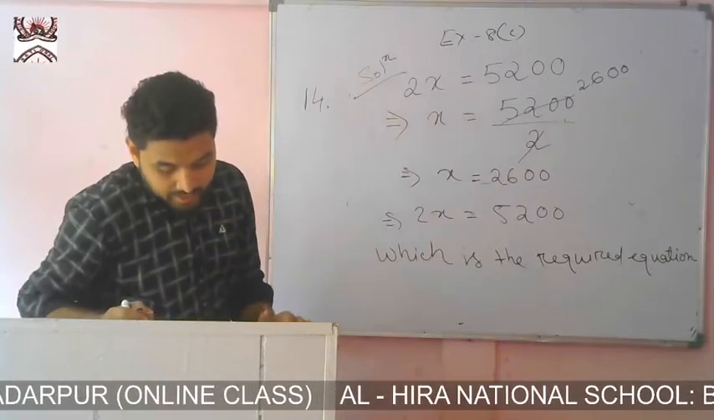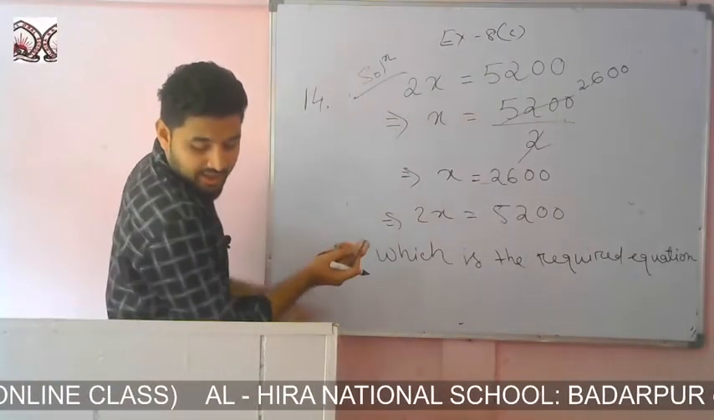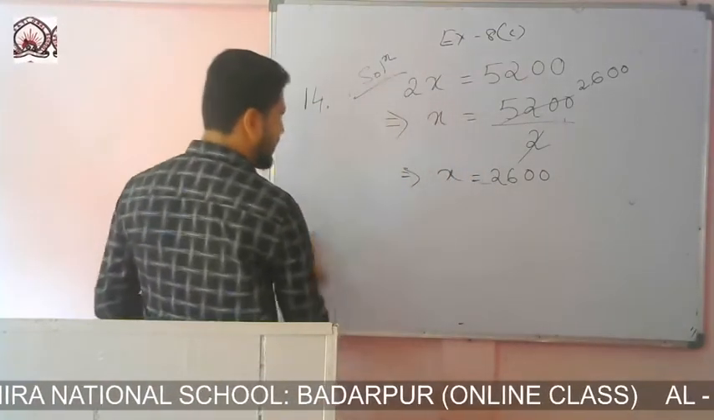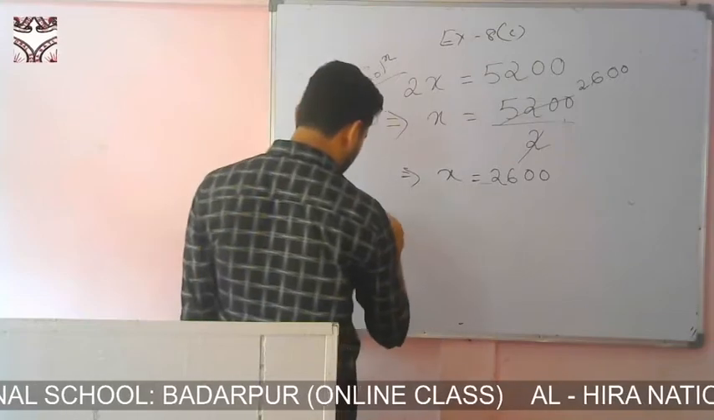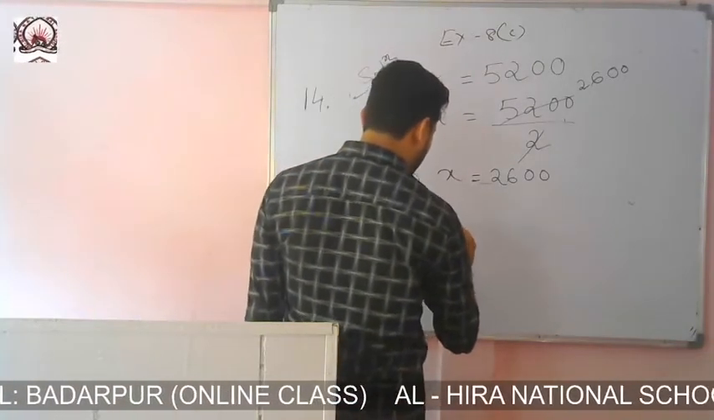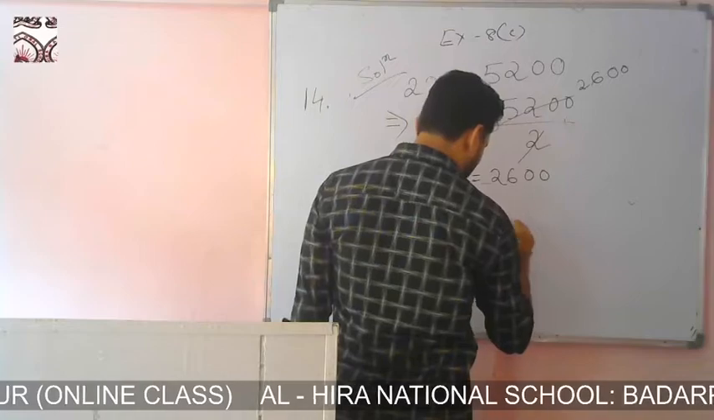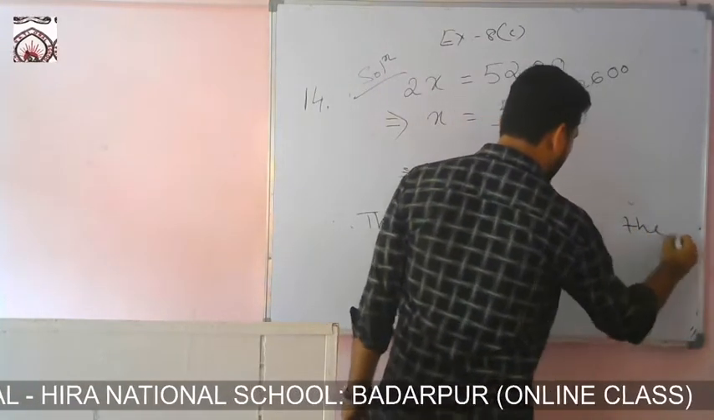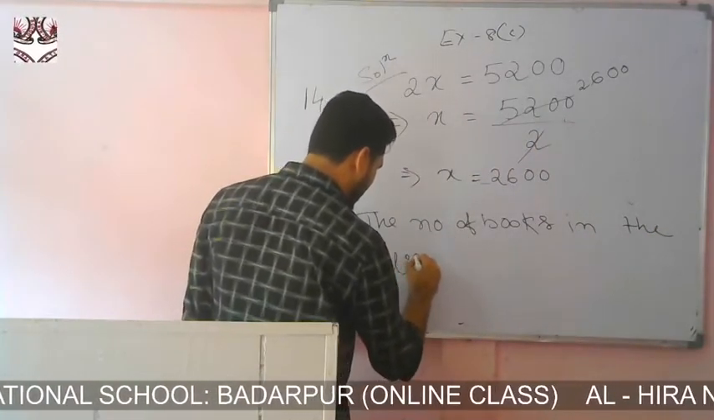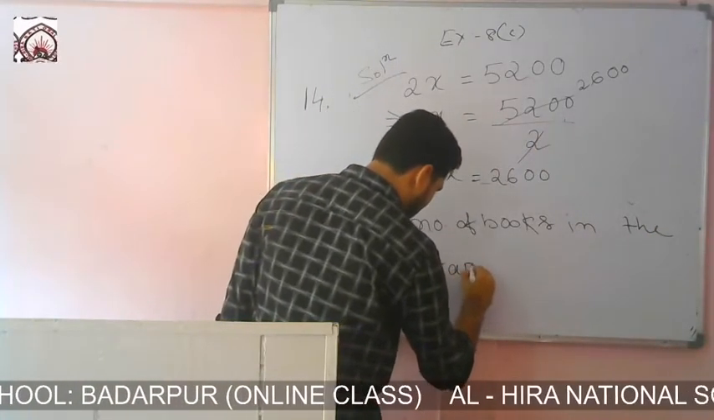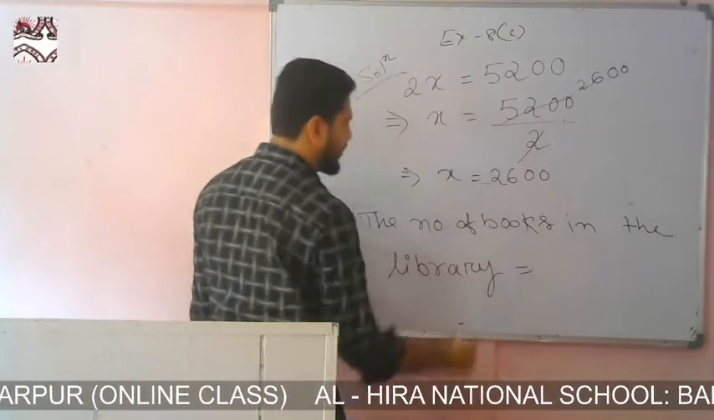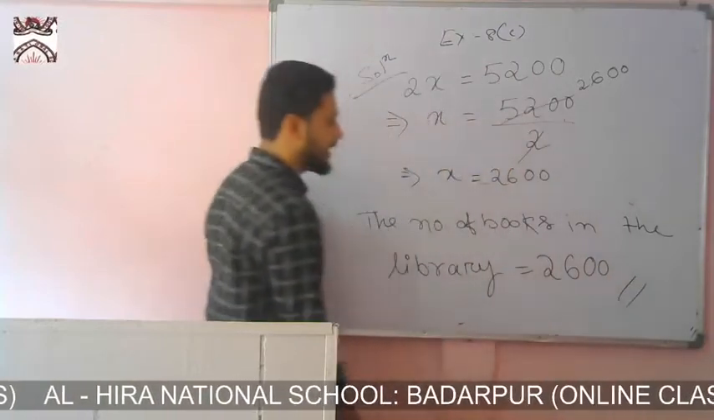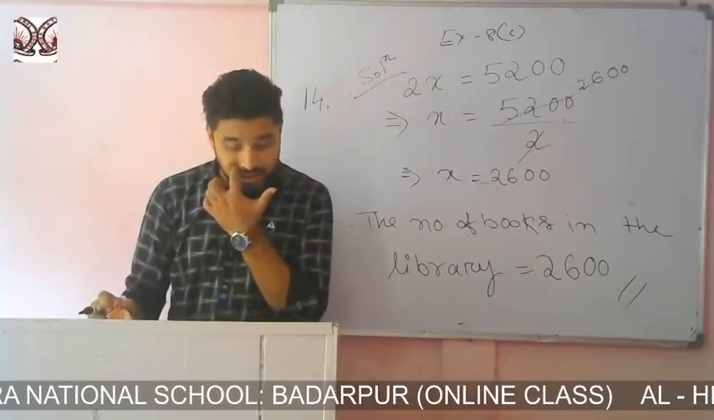Now write the answer. Right, therefore the number of books in the library equals 2600. Okay, now come to question number 15.